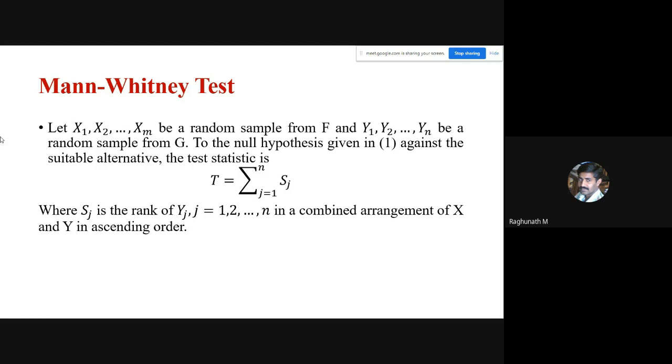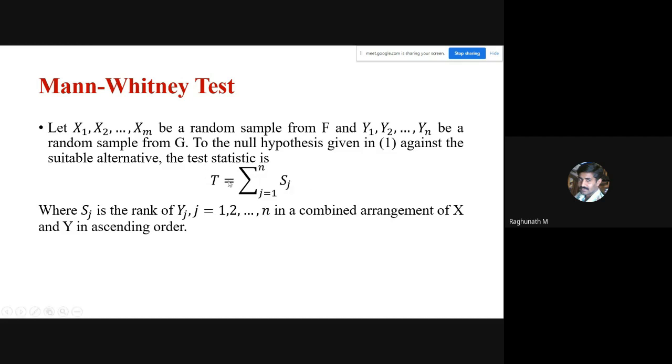So in this case, I am taking only the sum of the ranks of Y's. Thoroughly I am mixing up X and Y, arranging them in ascending order, and putting a rank on all these observations, whatever the combined set is. Then only I am collecting the ranks of Y and taking the sum. So this is what the Mann-Whitney test is going to talk about.